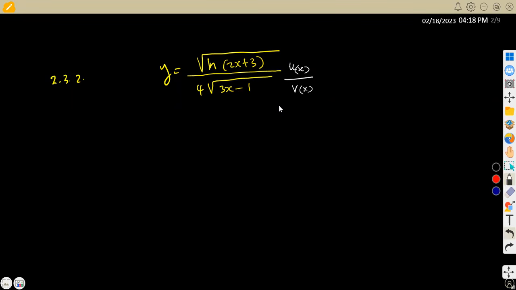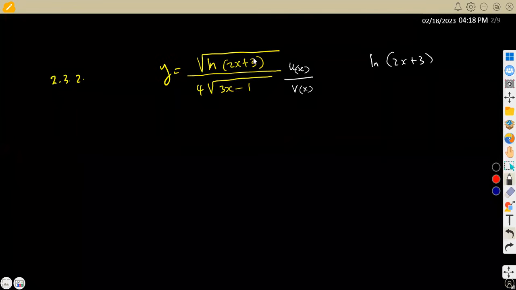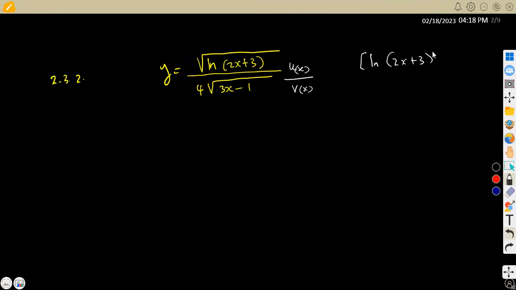If we are to relate to our function so that we can find its derivative properly, I want us to see something here. This square root of ln can be written as the ln of 2x plus 3, all to the exponent of a half, because the square root means the exponent of a half. I just want you to understand what it means. Everything over 4 square root of 3x minus 1 can be written as 4 into 3x minus 1 to the exponent of a half, to represent the square root.